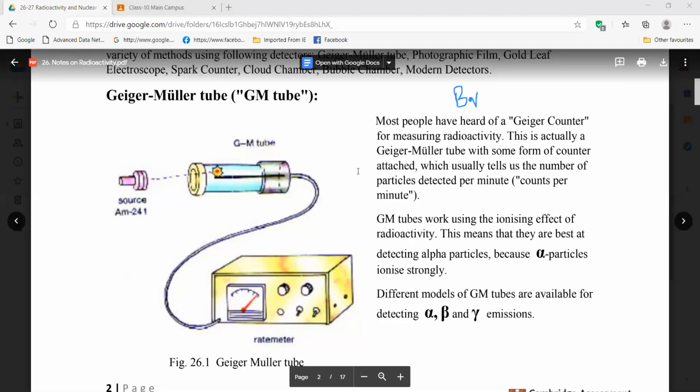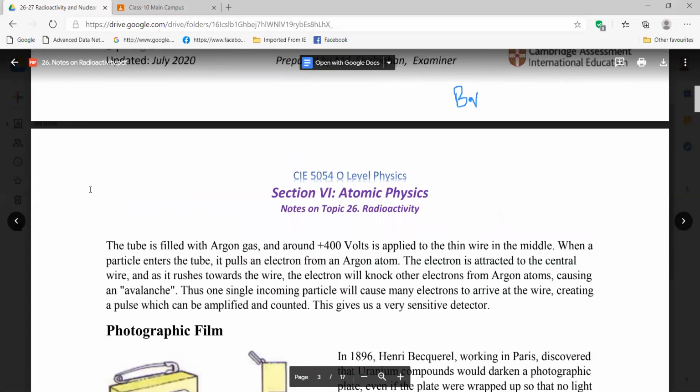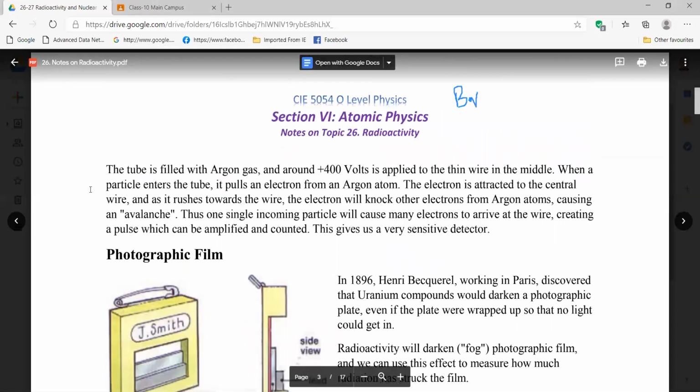Now we are going to more explanation of the GM tube, right? Let's go there. Ziba was reading, right? Ziba, you continue this part.